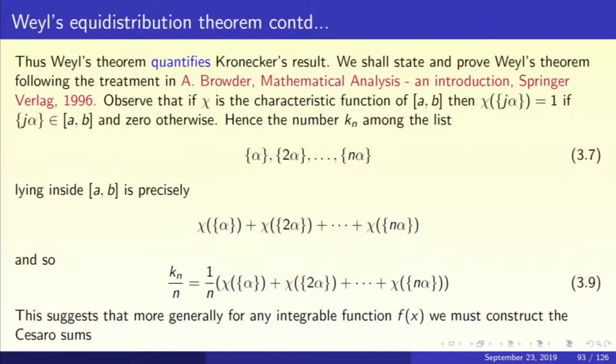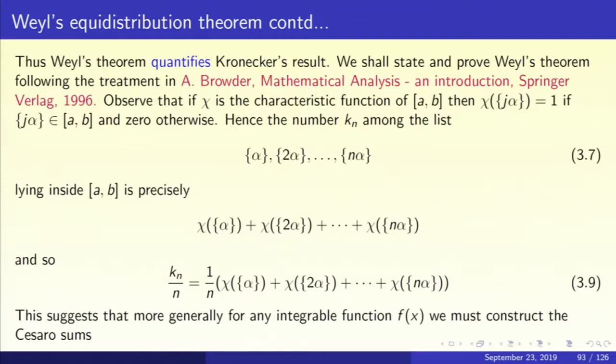So what is going to be k_n by n? k_n by n is going to be exactly 1 upon n times the characteristic function evaluated at {alpha} plus the characteristic function evaluated at {2 alpha} plus etc. plus the characteristic function evaluated at {n alpha}. You see the displayed equation 3.9 in the slide. So you begin to see the appearance of a Cesaro sum. And so the connection with Fourier's theorem is clear now. So we got this equation 3.9. Now nothing stops us from generalizing it further.